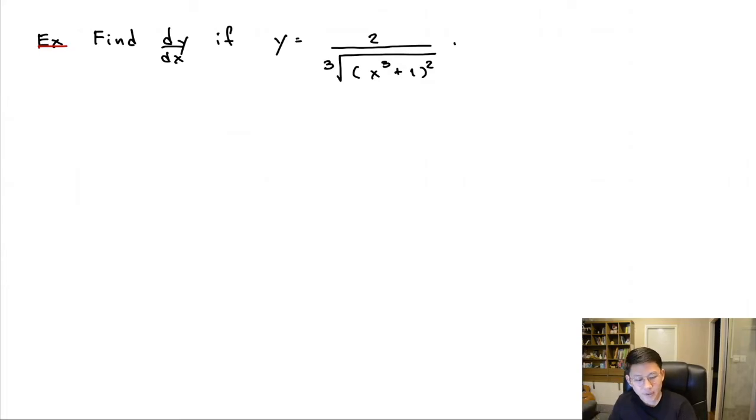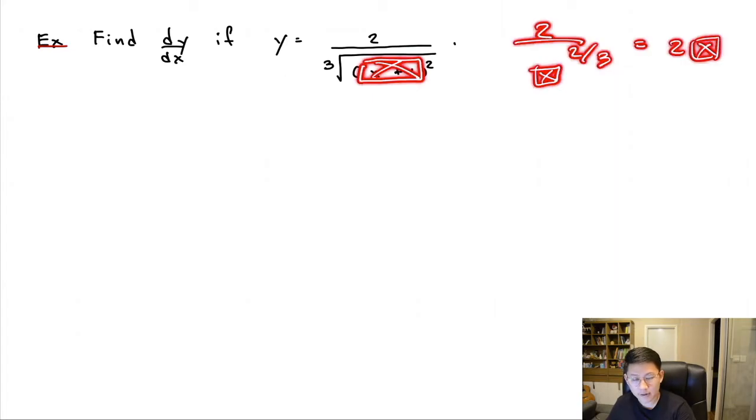Okay guys, as I told you, we don't know how to differentiate this function, but we know how to differentiate it when this is x. Sorry, I'll let this be x. So it's 2 divided by x to the power of 2 divided by 3, right? And that would be 2 times x to the power of minus 2 divided by 3, and we can differentiate that function, right?